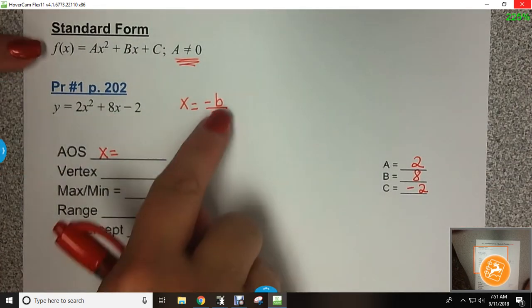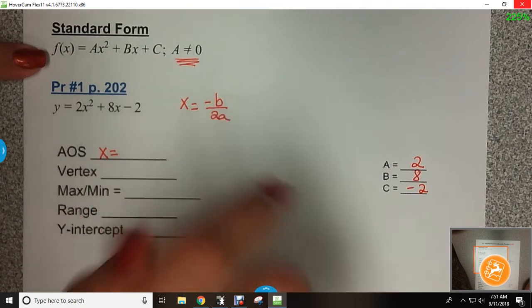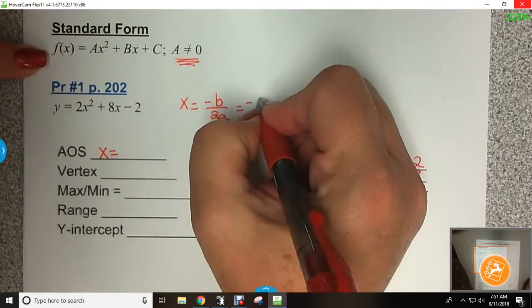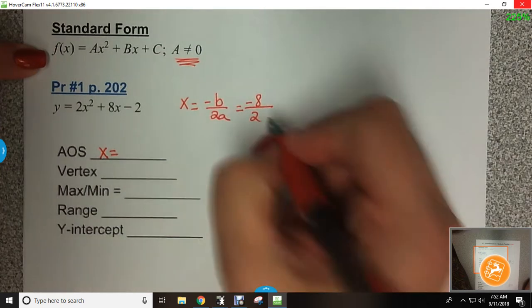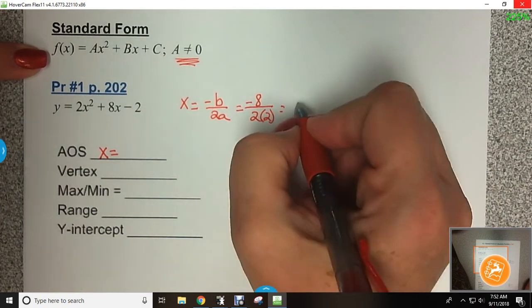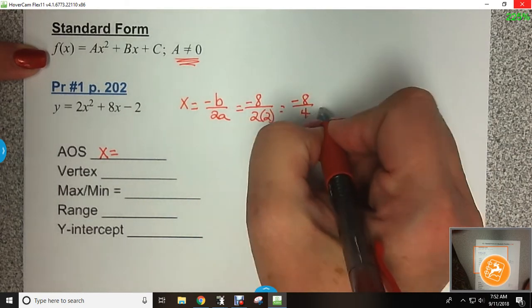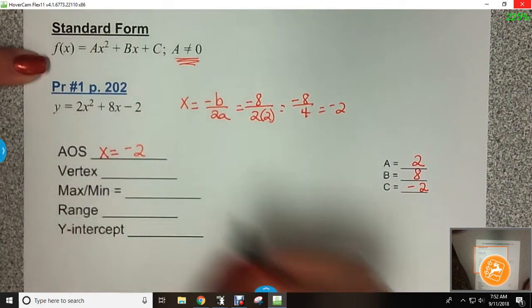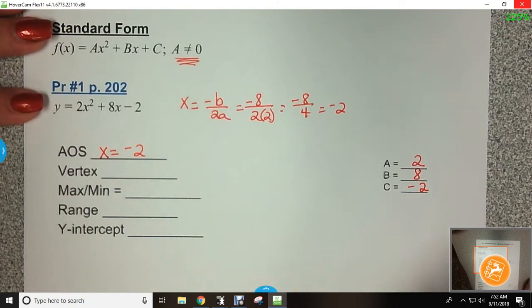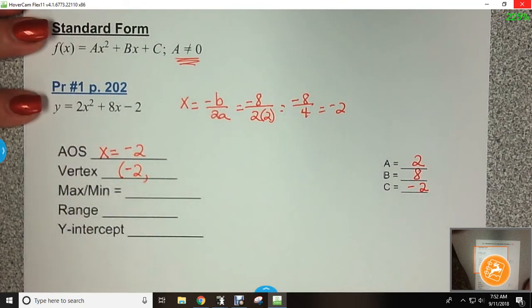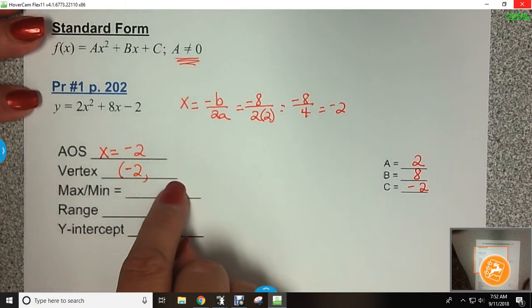So let's plug in values for b and a. So this is negative times my b value, which is 8, over 2 times my a value, which is 2. So I've got negative 8 over 4 is negative 2. So my axis of symmetry will be x equals negative 2. And if you'll remember, the x part of the vertex is the same as the axis of symmetry. Now what I have to do is find the y part of the vertex.